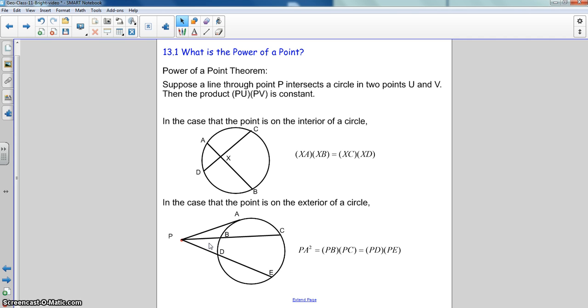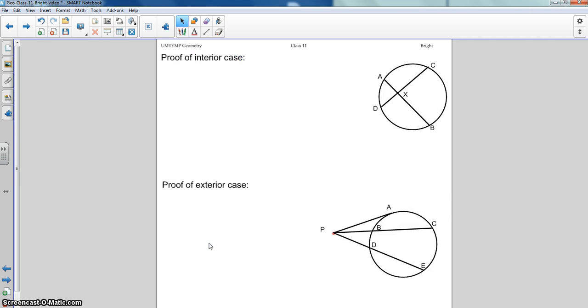Okay, now we're actually going to go through and prove this stuff. So in the interior case, what I'm going to do is create two line segments, specifically to make triangles. So I'm going to make a line segment from A to D and from C to B. I think that's off by a little bit, but again, forgive the hand drawings here.